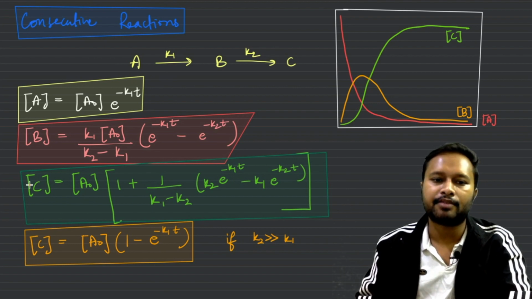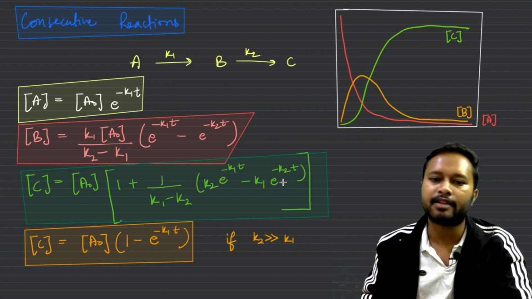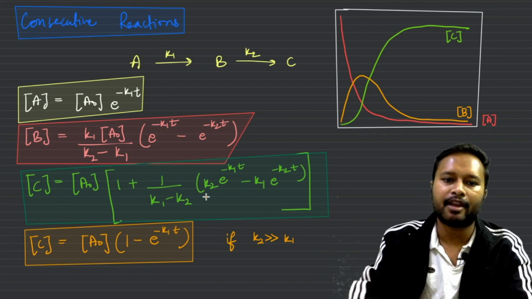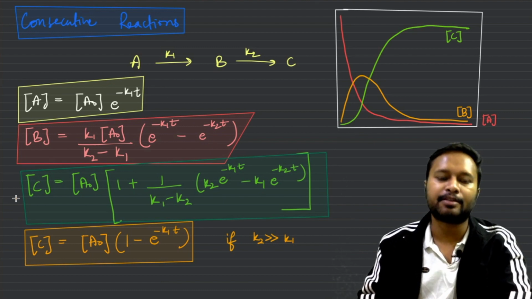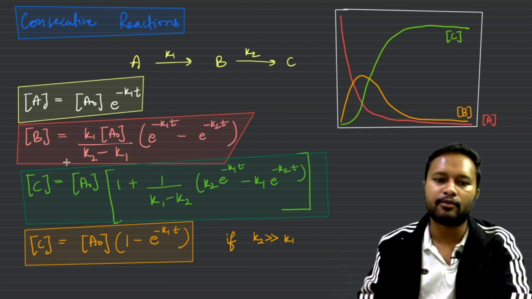The next one is the concentration of C at any time t. It's calculated as A naught, and it's 1 plus 1 upon K1 minus K2, in the bracket it's K2 e to the power minus K1t minus K1 e to the power minus K2t. So you just have to look at the expressions, how they have been written and what values we are going to write down. You have to be very careful with these expressions. You should know the formula and how to substitute and solve questions from here.